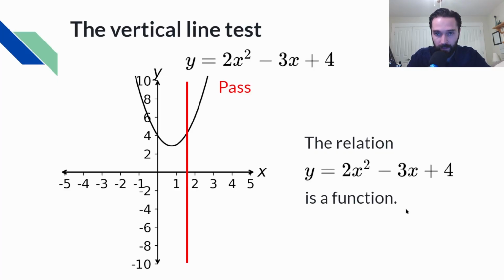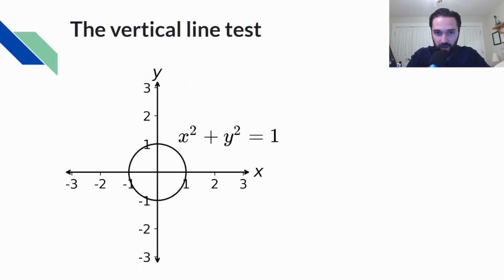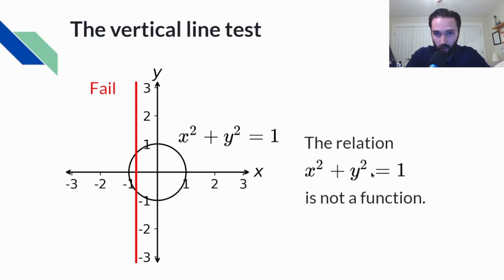But if we take a look at the circle again, which we looked at briefly in the previous video, we see that we can draw a vertical line that intersects the graph more than once. It hits the graph twice here. So this fails the vertical line test. Therefore, the relation x squared plus y squared equals 1 is not a function. We have an input value corresponding to two output values, and that's not allowed in the function realm.